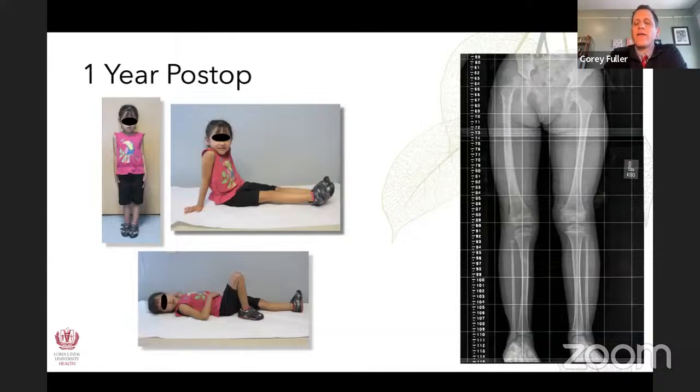She was doing quite well, and you can see on that x-ray, we actually over-lengthened the right leg with the idea that the left leg is going to catch up, so that when she is completely done growing, when she's closer to 14, she is going to have exactly the same leg lengths.